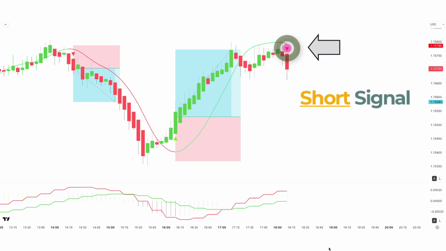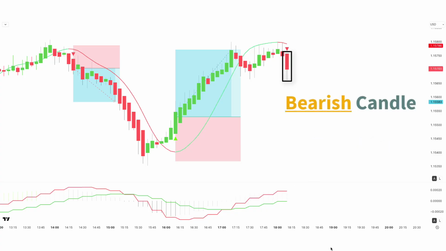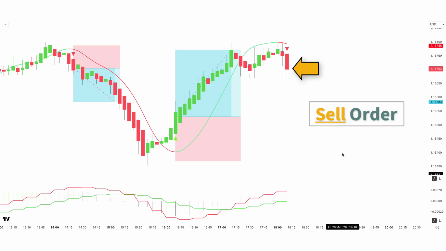Here, the versatile scalper arrow of this indicator is a short signal. Here, the red line of MACD multi-time frame is above the green line. Here, the market has made a bearish candle to give confirmation. So all our conditions are being fulfilled, so we are placing an order to sell.